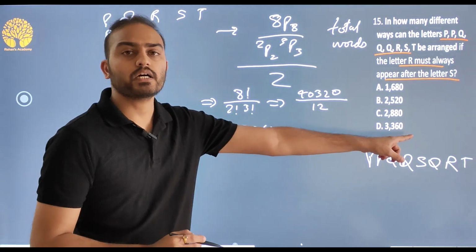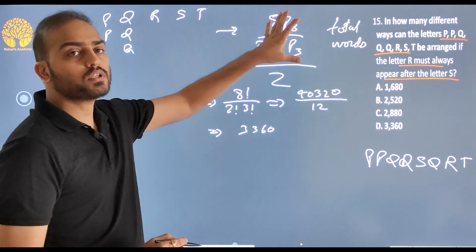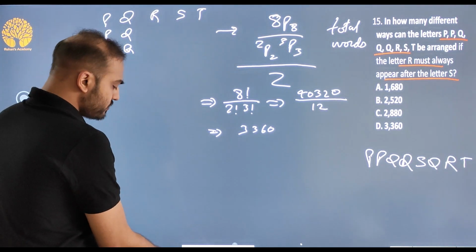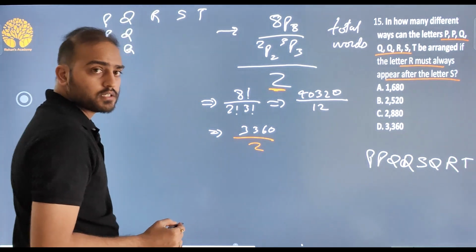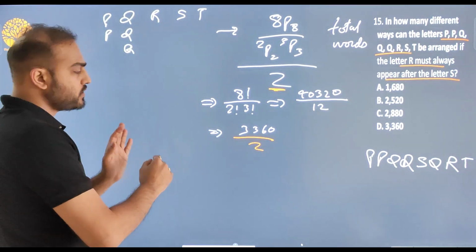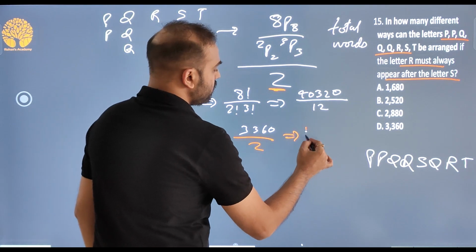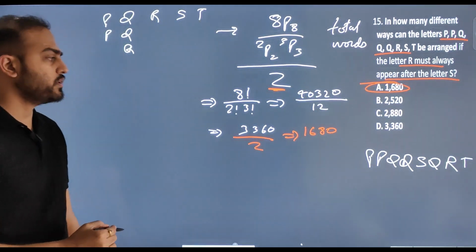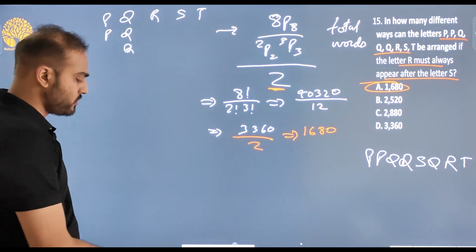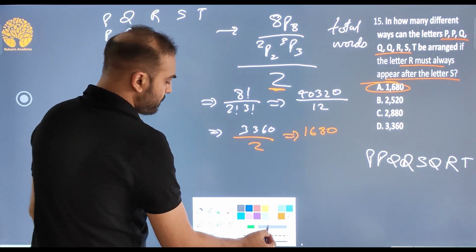Don't rush, don't mark the answer. This is just total words. Remember, this 2 is left. Half of these cases R will come before S and half of these cases R will come after S. That's 1680.